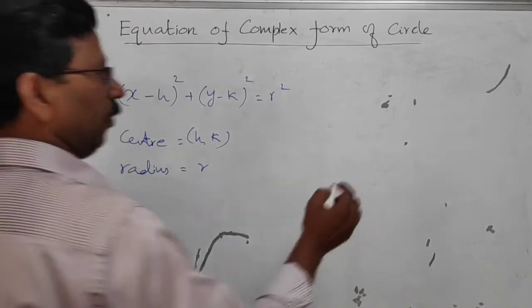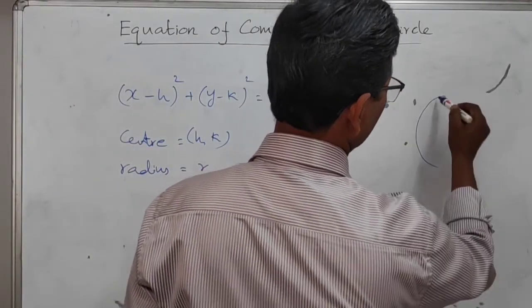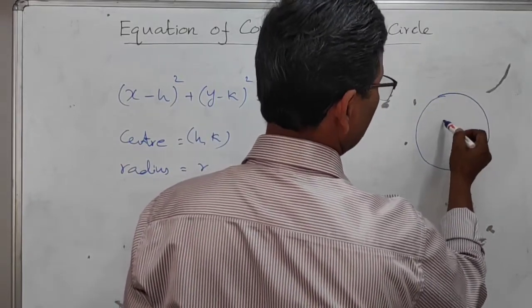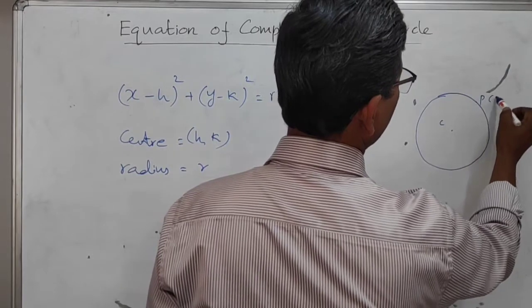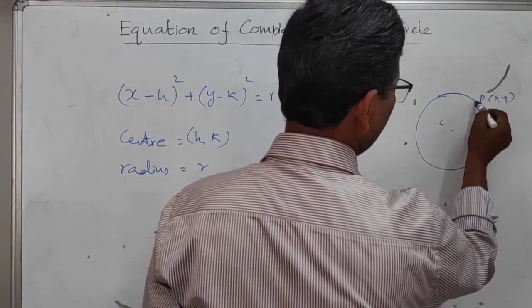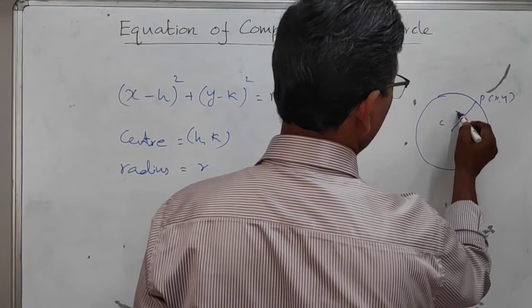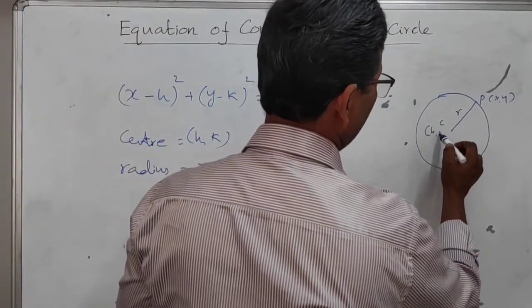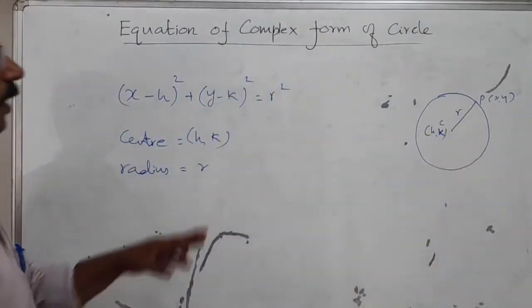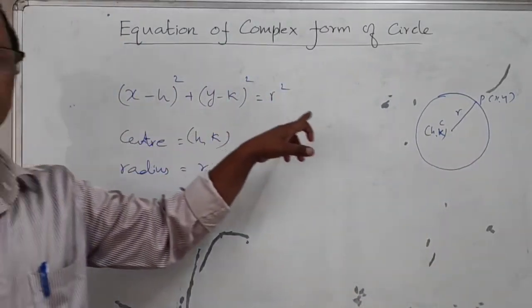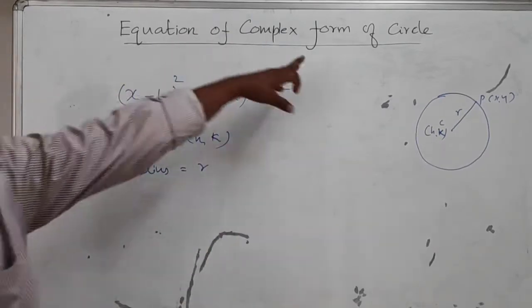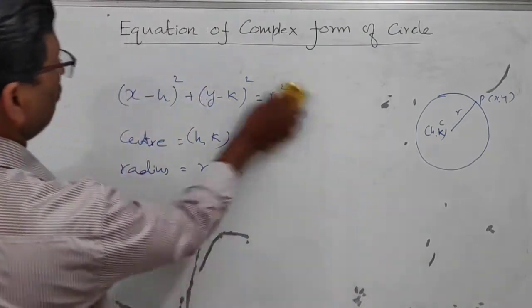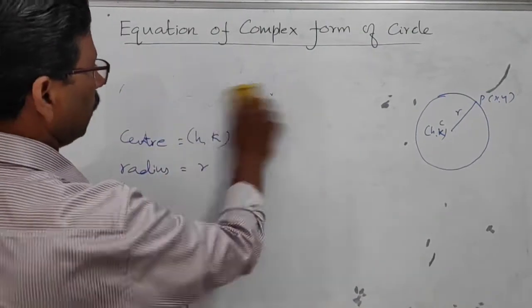Now, if you consider a circle, take this as a center, and this is any point P, that is x comma y. The line segment joining these 2 points is nothing but a radius. This C is center whose coordinates are h comma k, you can see. This is the equation of the circle in Cartesian form. Now we are going to see equation of the circle in which form? Complex form. Therefore, now we are going to change these things into complex numbers.